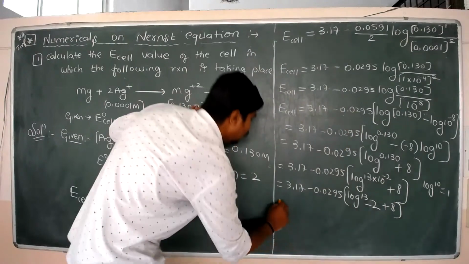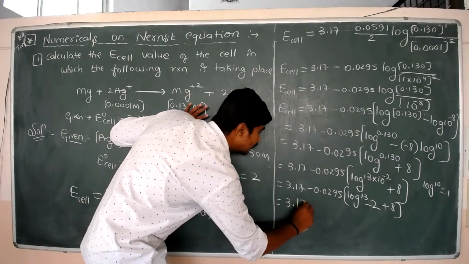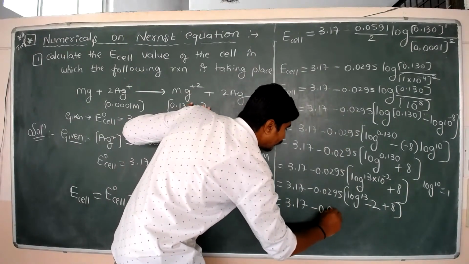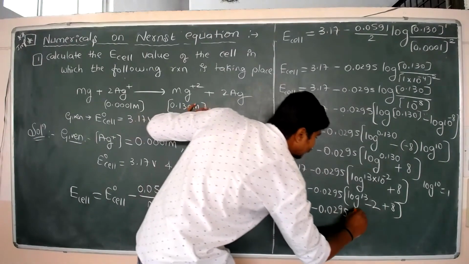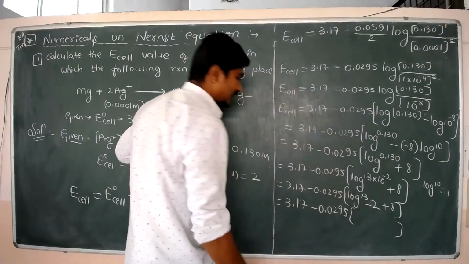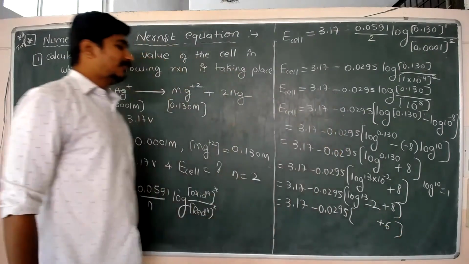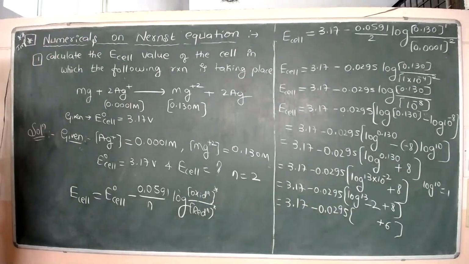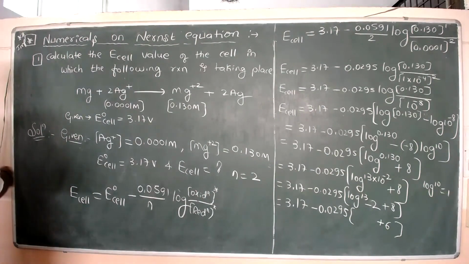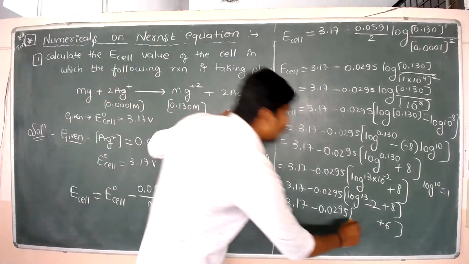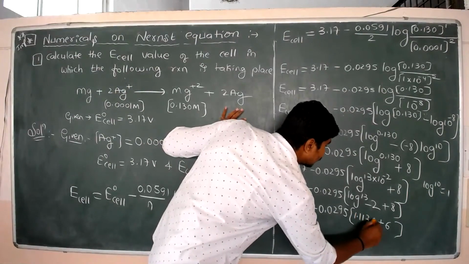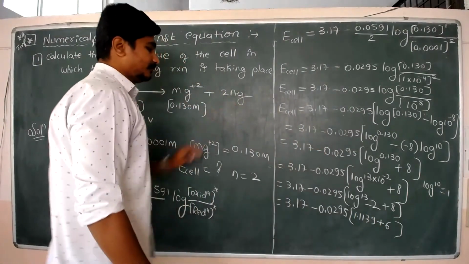Now just check the value of log 13. What is the value of log 13? Here I am writing minus 2 plus 8, it will be plus 6. Now what is the value of log 13? It is 1.1139. Now just calculate this one.